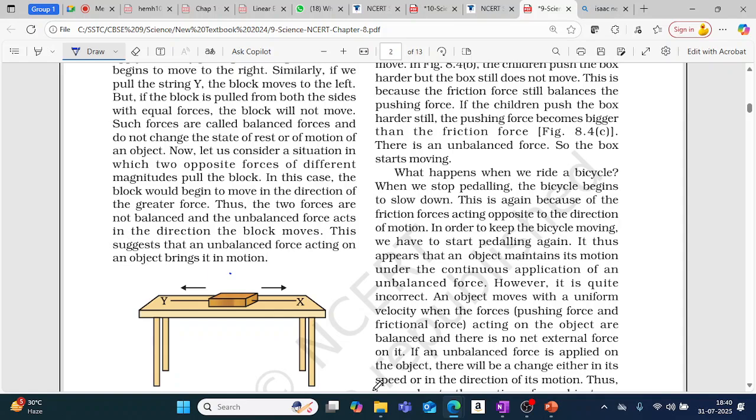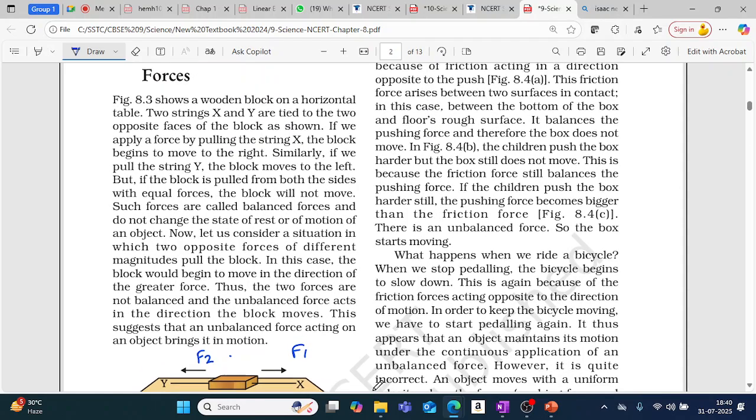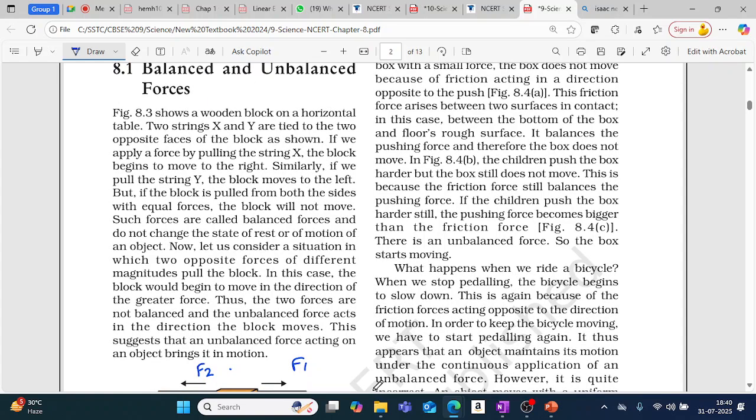If two forces are applied on it, F1 and F2, equal and opposite, what is the net force? Net force is zero. That is called balanced force. You are applying force, but still it is not moving. That means net force is zero. So two strings X and Y are tied to the opposite faces of the block. You are applying a force by pulling the string X. Another string Y also you are pulling. So both are equal and opposite.